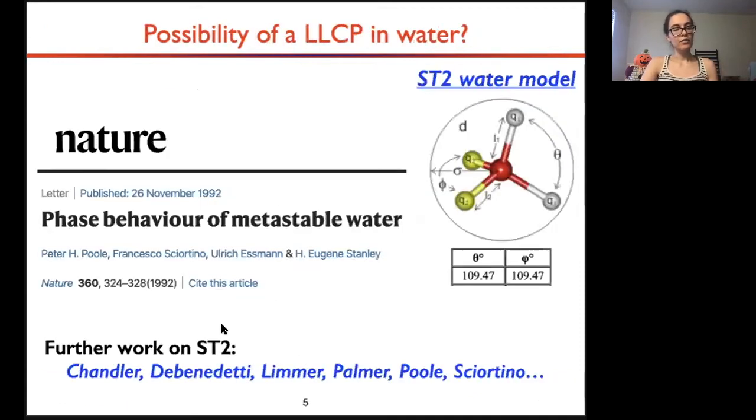In 1992, Gene Stanley and co-workers formulated the second critical point hypothesis based on a series of MD simulations that they did with the ST2 water model. They found evidence of a first order like phase transition from a low density liquid to a high density liquid. And later on, of course, ST2 became a favorite model to study this interesting phenomenon. Many people worked further on ST2 and eventually very unambiguous proofs of metastable criticality and liquid-liquid phase separation have been shown for this water model.